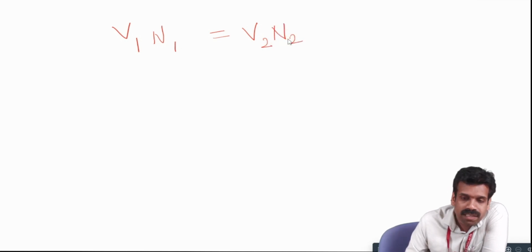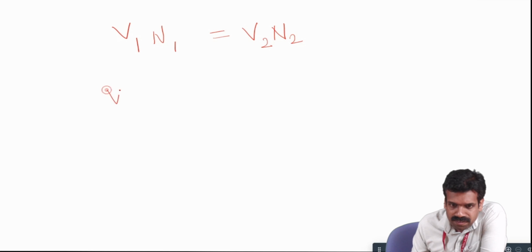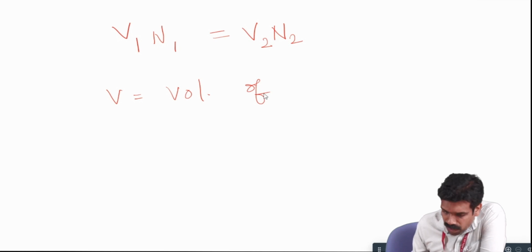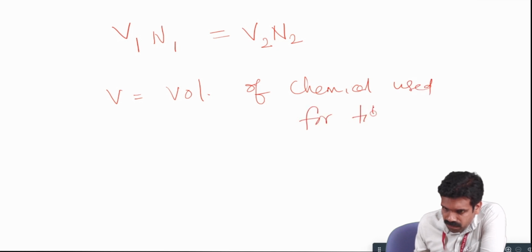And here, what does the letter V stand for? V stands for the volume of the chemical used for titration. And N stands for the normality of the solution.